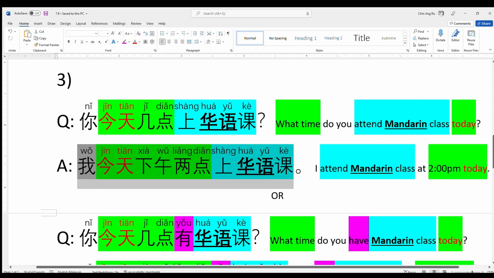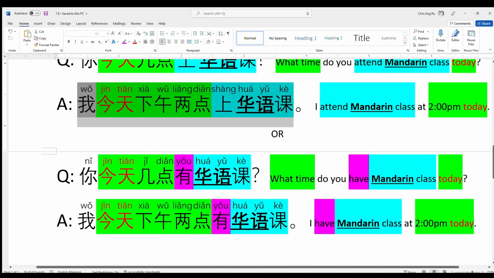So you are going, attending the Mandarin class. You go online to Microsoft Teams, or you go to the lecture room or the lecture hall, right? So you are attending the class physically or online. Or I can maybe use a word that we have learned previously in lesson 5 or lesson 6. I ask, what time do you have Mandarin class today? What is the Mandarin word for have? Do you remember? 有, right? So I'm not going to say attend anymore. I'm just asking, do you have or not?